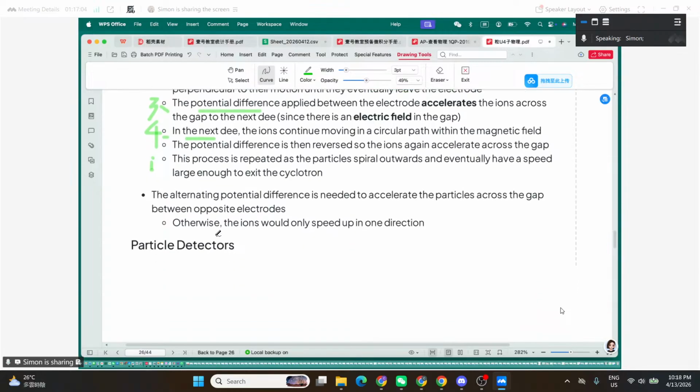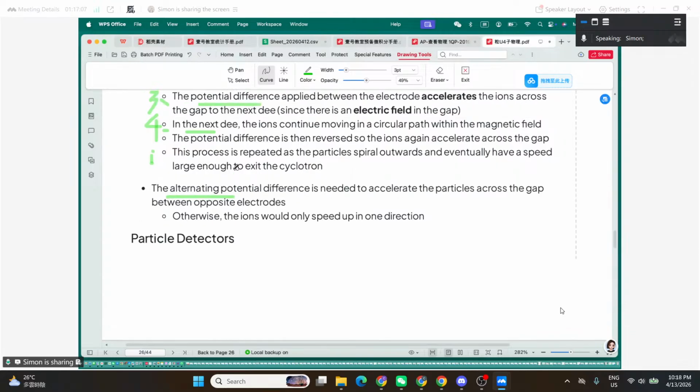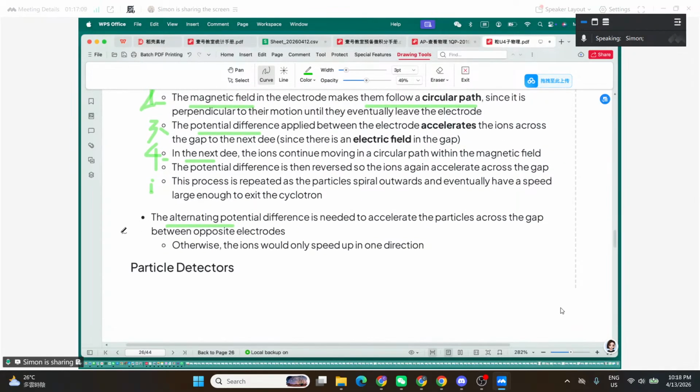And this alternating potential difference is necessary. We must have the alternating potential difference because we need it to accelerate the particle across the gap between the opposite electrodes. Otherwise the ions will only speed up in one direction.